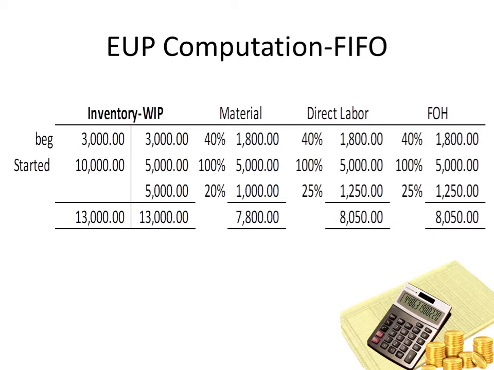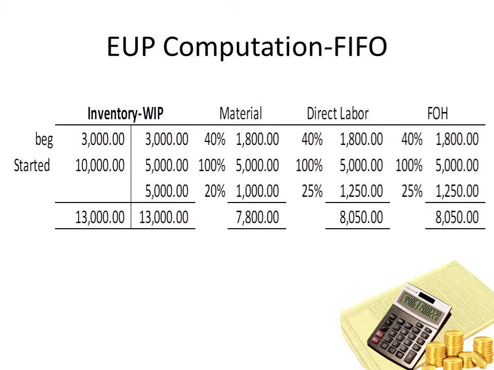Then, our unfinished or the ending inventory, it said that it is 20% completed. And take note, we multiply it by 20% because it only ended on that period. So, you cannot put 80% because the 80% would now be added in the next activity. Okay? So, that's why you have 5,000 times 20%, you have 1,000. And then for our direct labor, it said it's 25% completed, so 1,250. And for our factory overhead, we also have 1,250. Okay, so our EUP now for material, we have 7,800. For direct labor, we have 8,050.